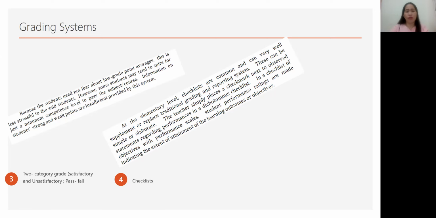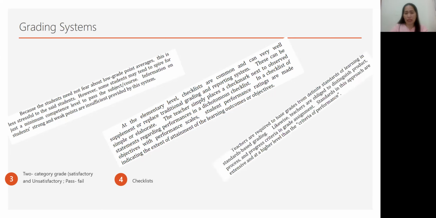So this is number three, two category grade: satisfactory and unsatisfactory, or pass or fail. Number four is checklist. Number five is standard based: beginning or similar, advanced or proficient. Teachers are required to base grades on definite standards of learning in standard-based grading. Likewise, teachers are obliged to distinguish product, process, and progress criteria in grading assessment assignments. Standards in this approach are extensive and at a higher level than criteria of performance.